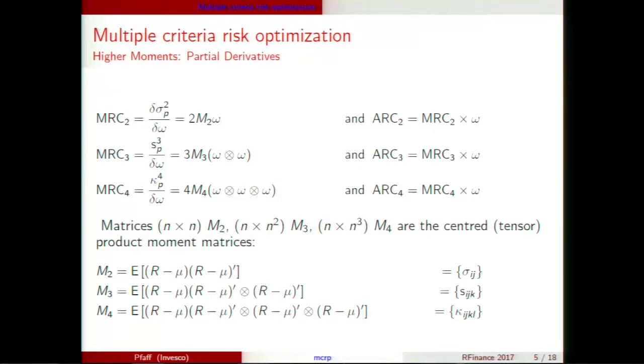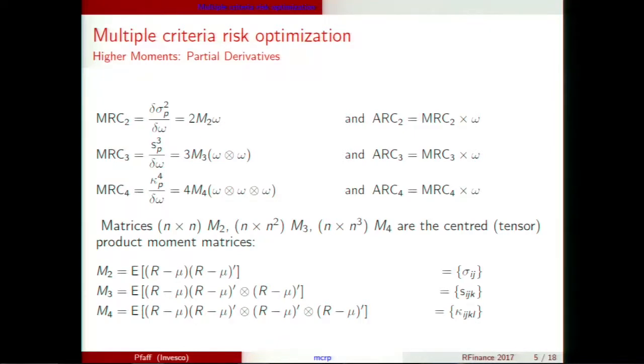And as Dries nicely pointed out, there are means to economize on the computation of these product moment matrices. So here we have basically our formulas for computing the risk contributions of our portfolio constituents with respect to portfolio standard deviation risk, with respect to the portfolio skewness, and the portfolio kurtosis.